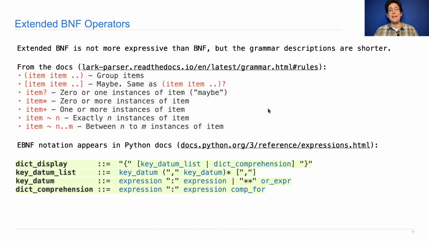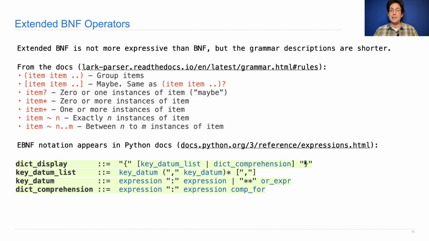And this EBNF is used quite often. For example, you can find it even in the Python docs, in the part that describes what expressions are allowed in Python. So here's a description of the syntax for dictionaries. In this variant, instead of a colon, there's 2 colons and an equals, but you get the same idea.